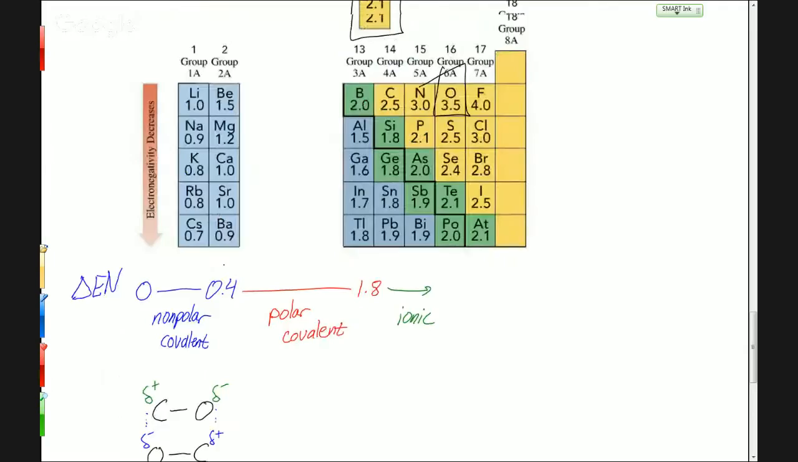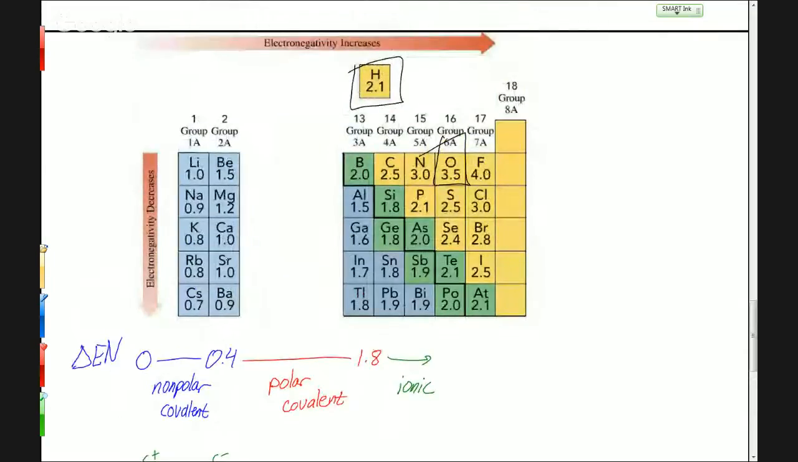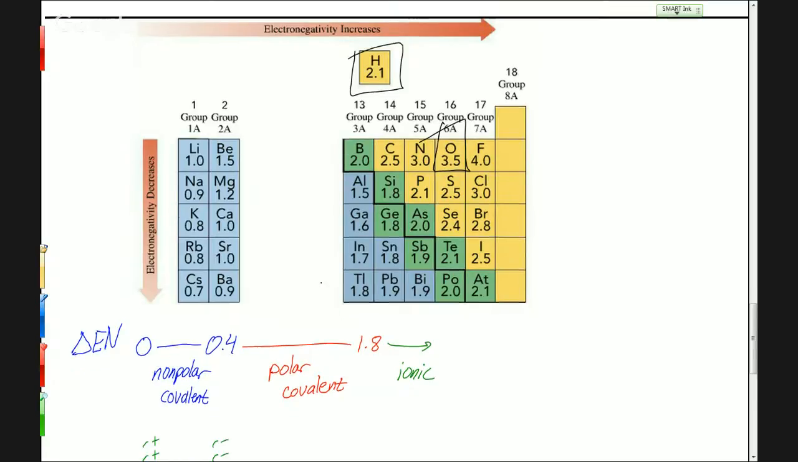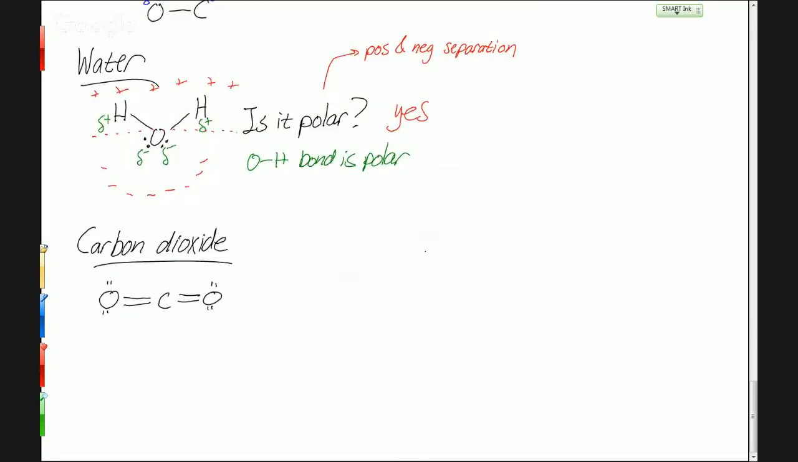So let's go back up to our table. Would you expect a CO bond to be polar? Yeah, because you see, again, a relatively large difference in electronegativity of about 1. So we'd expect that one to be polar. Okay. Which atom pulls the electrons more, the oxygen or the carbon? The oxygen. Yep. So then we can do the same kind of thing and say there's going to be some negative over here and some positive over here. And some negative over here and some positive over here.